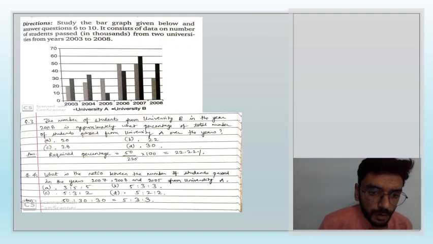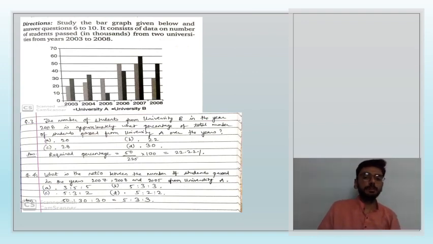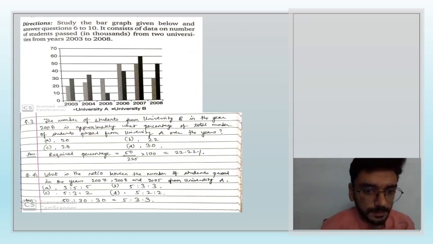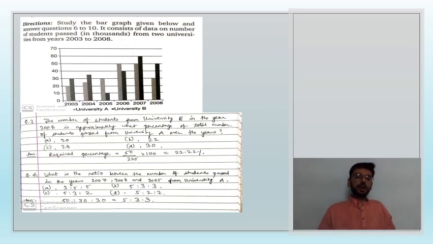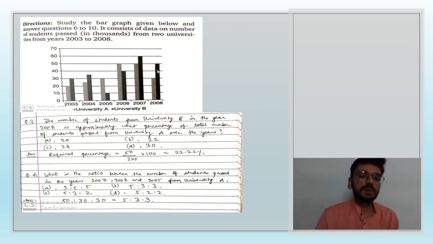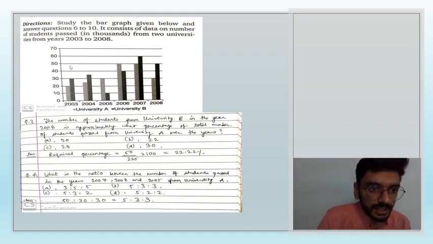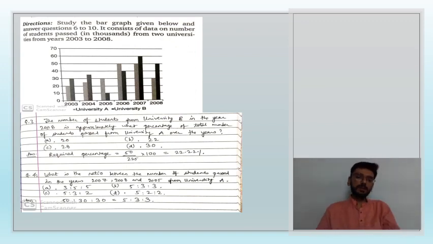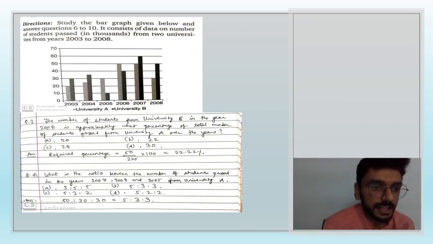The number of students from University B in the year 2008 is approximately what percentage of the total number of students passed from University A over the years? So for University B, which figure do you want to take? The number of students who passed in the year 2008. That is 15, as you can see on your screens. 15 divided by the total number of students passed from University A over the years.